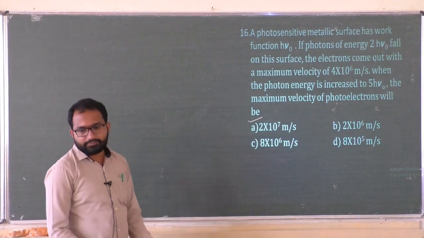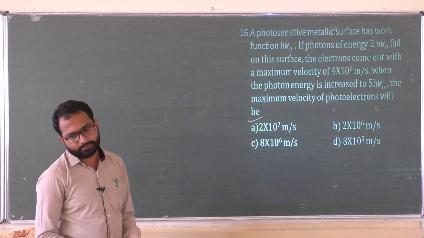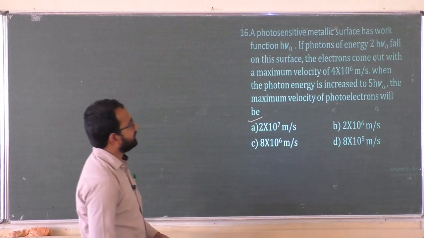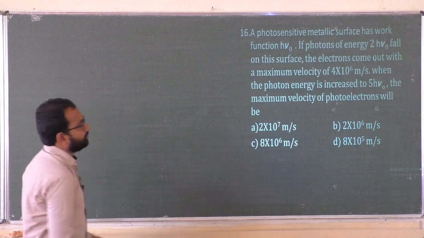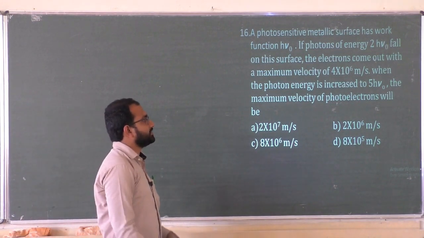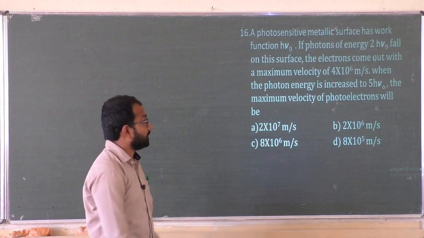Okay, next question. A photosensitive metallic surface has a work function h nu naught. If photons of energy 2 h nu naught fall on the surface, the electrons come out with a maximum velocity of 4 × 10⁶ meter per second. When the photon energy is increased to 5 h nu naught, the maximum velocity of photoelectrons will be.